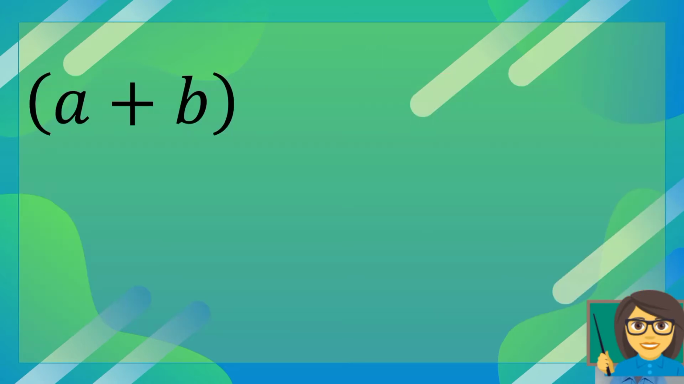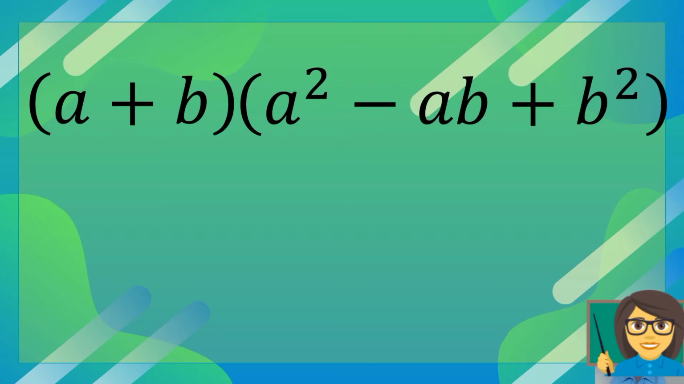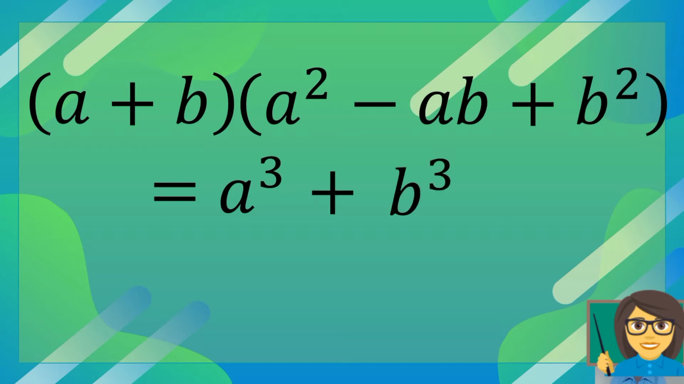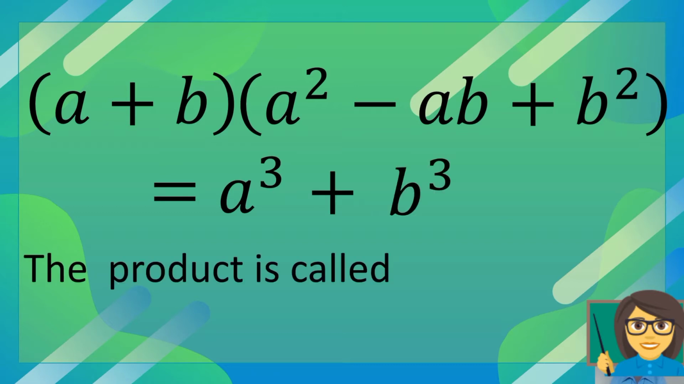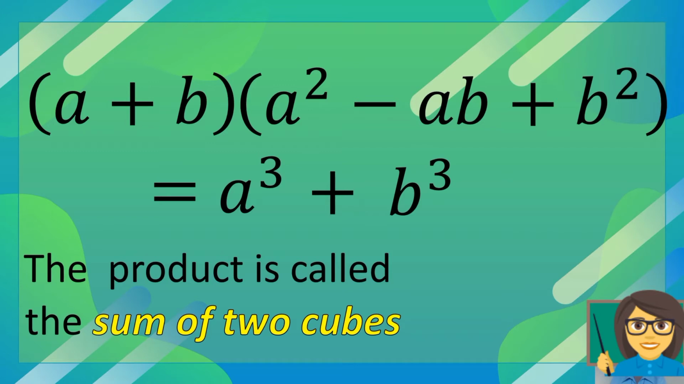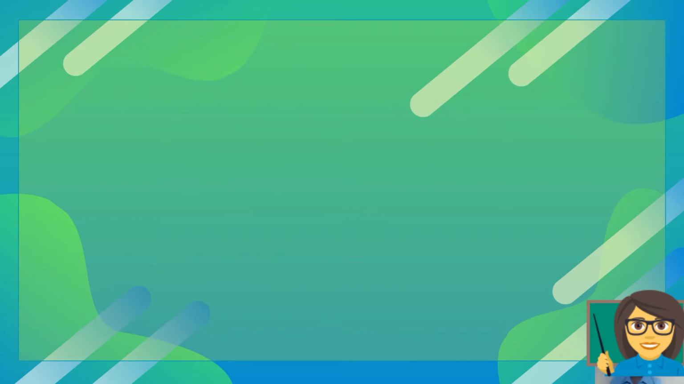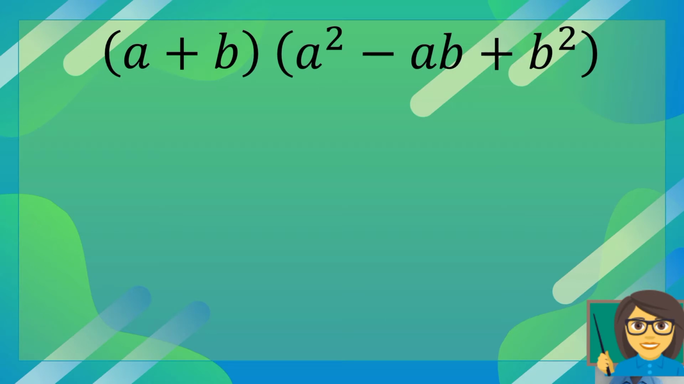The product of the sum of a and b and the quantity of a squared minus ab plus b squared is equal to a cubed plus b cubed. The product is called the sum of two cubes. To verify if a cubed plus b cubed is correct, we are going to distribute each term of the binomial factor to our trinomial factor.